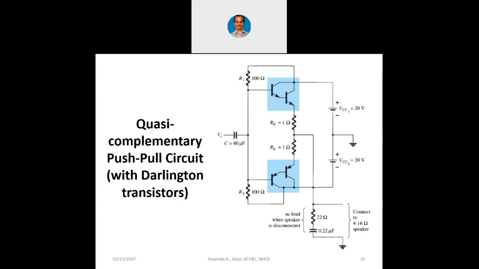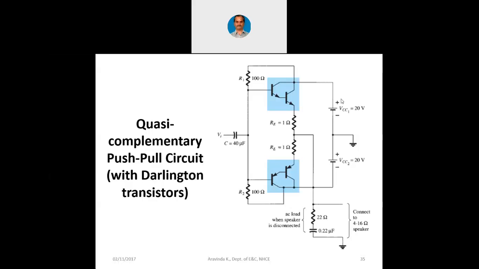You can see one more example of class AB operation here. This is called a quasi-complementary push-pull circuit with Darlington transistors. It is again push-pull but quasi-complementary, in the sense that you can see Darlington transistors. You already know that Darlington transistors will have larger beta. I hope you have already seen this in the lab experiment.